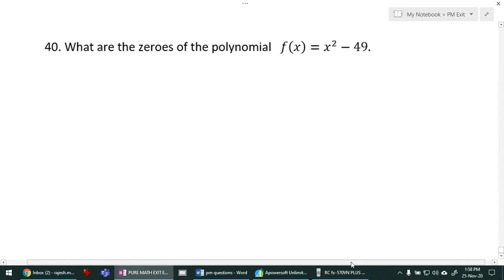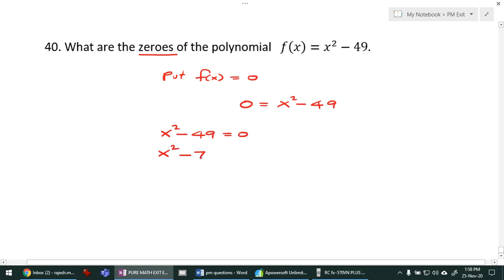What are the zeros of the polynomial f of x equal to x square minus 49? To find the zeros, what you have to do is put f of x equal to 0. So this f of x you have to put 0. That means 0 equals x square minus 49, or you can write x square minus 49 equals 0. Now we know that 49 is 7 square, 7 into 7 is 49. So x square minus 7 square equals 0.